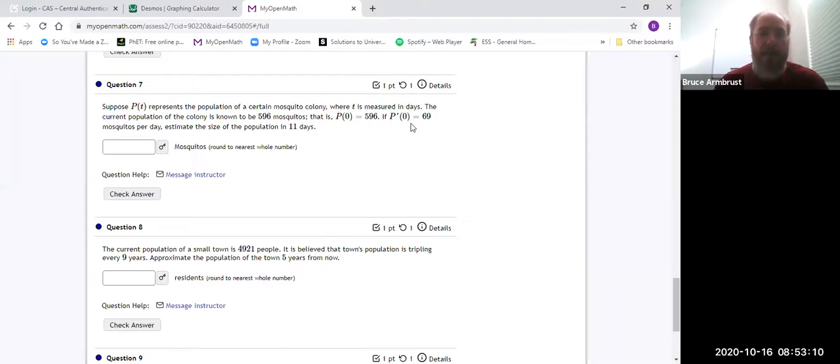And even look at the words. It says mosquitoes per day. So right now we should expect in the next day an increase in the population of 69 mosquitoes. That's basically the slope of the tangent line right now, 69 mosquitoes every day. So we're told how many we have right now, and we're told how it's changing right now. And we're going to use that to make a guess of how many there are going to be in 11 days.